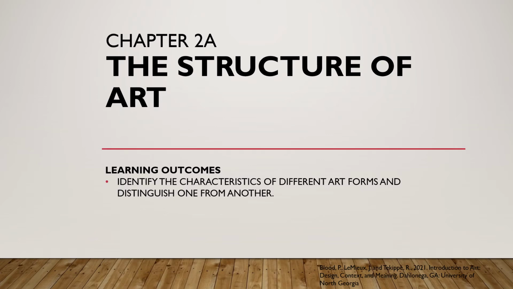So again, we're going to be breaking this down. We're going to break chapter 2 down. So this is chapter 2A, the structure of art. In this chapter, we're going to be identifying the characteristics of different art forms and how to distinguish one from another.